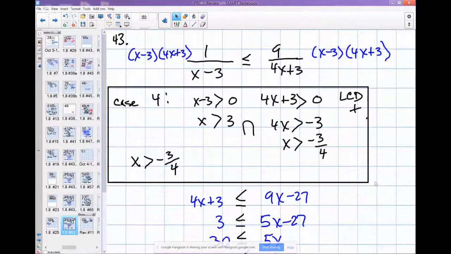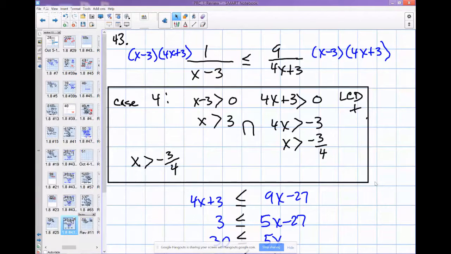Solve the inequality and graph the solution on the number line. So here it is: 1 over x minus 3 is less than or equal to 9 over 4x plus 3. All our x's are in denominators. This is not good. So what we have to do is multiply through and get those denominators out of there. So what's the LCD? You see that in blue: x minus 3 multiplied by 4x plus 3.